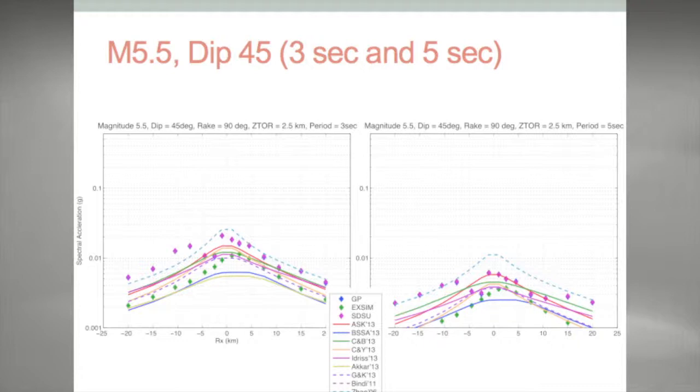And then most of the GMPEs from NGA-West2 are falling here in the middle, except for a couple where you have BSSA that's a little bit lower. But for the most part, everybody's kind of falling between the two sets of simulations, coming up over the top, and basically still within the two.